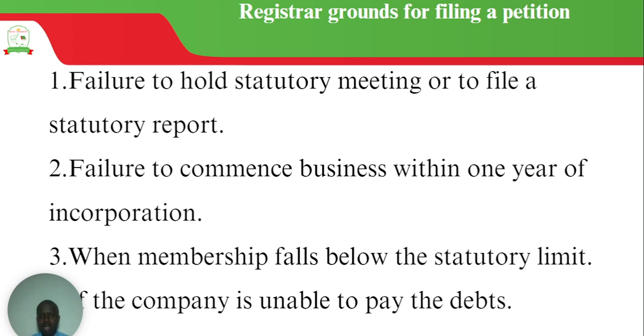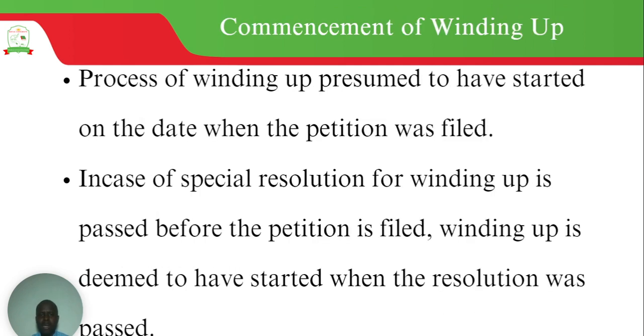Another ground that the registrar may use is when membership falls below the statutory limit. Remember, we have different statutory limits for private limited companies and for public limited companies. So when you are below the stipulated numbers, the registrar can use that as a ground to file a petition. And finally, another reason that the registrar may file a petition is if the company is unable to pay its debts.